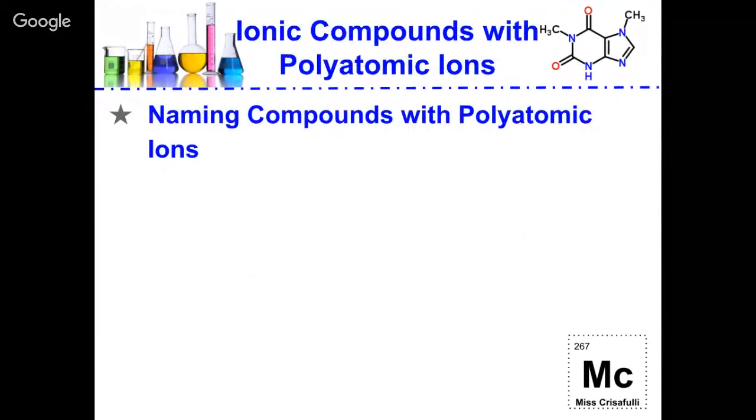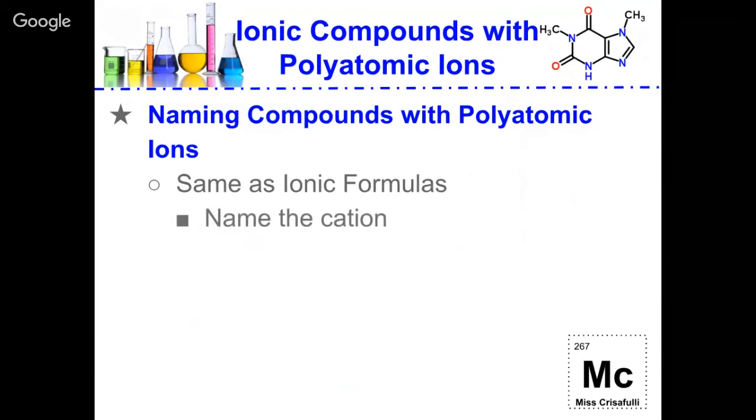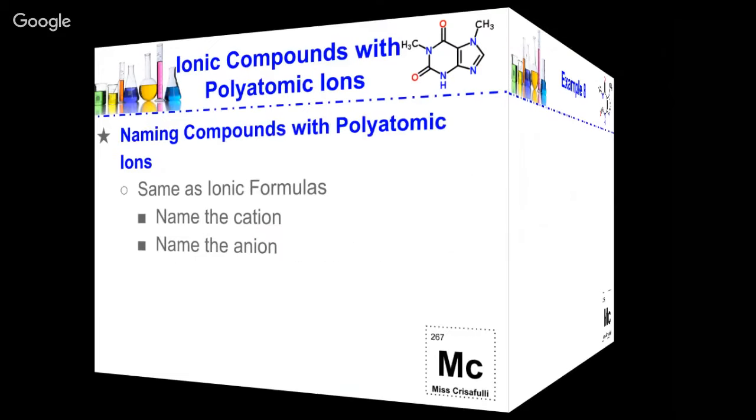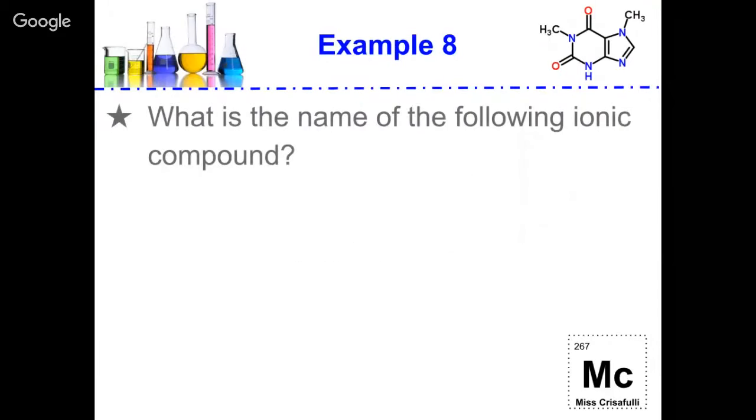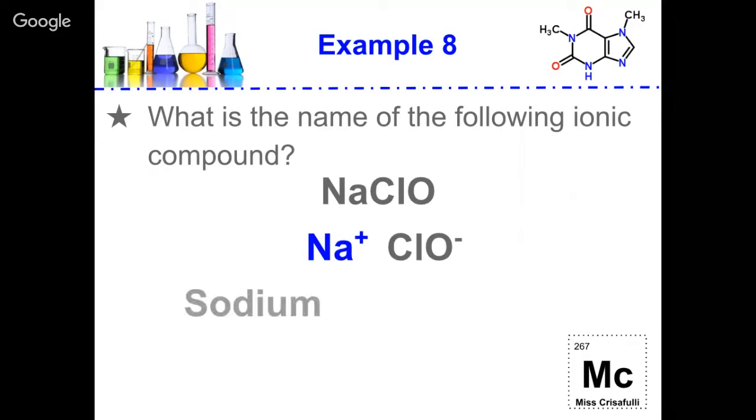Now let's talk about when we name compounds with polyatomic ions. We're going to do the same thing that we did with ionic formulas. We're going to name the cation first, then name the anion second. So let's look at an example. We have NaClO. Well, Na is the ion Na+, and then ClO is the ion ClO-. They're in a 1-to-1 ratio. And Na is sodium, and ClO- is hypochlorite. And so the name of this formula is sodium hypochlorite.